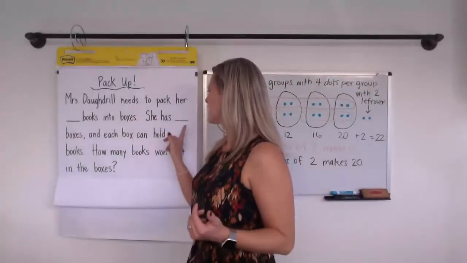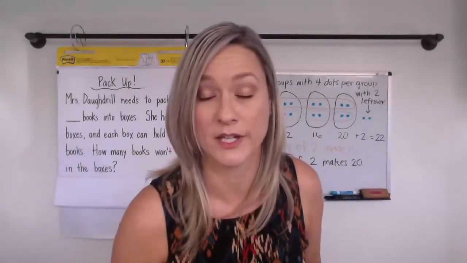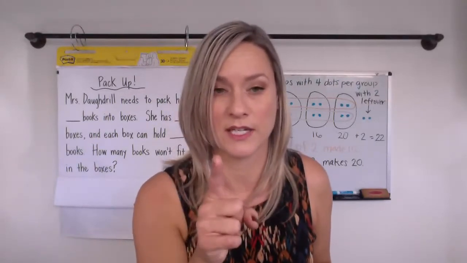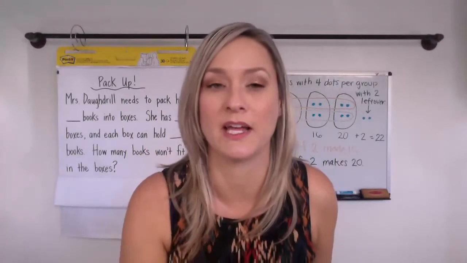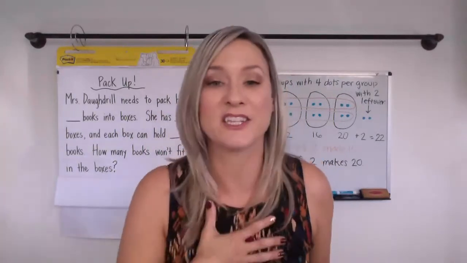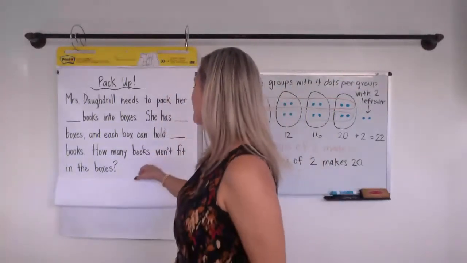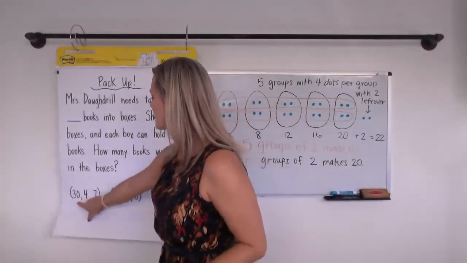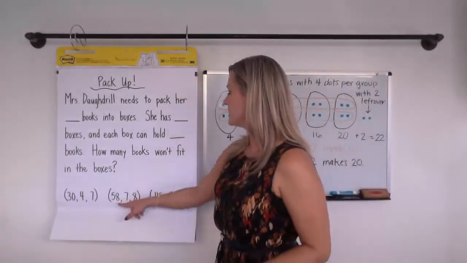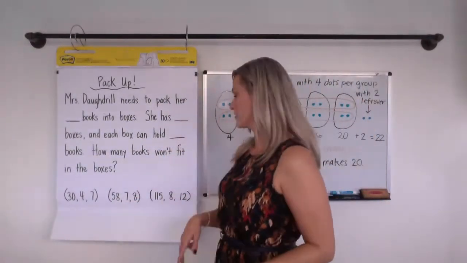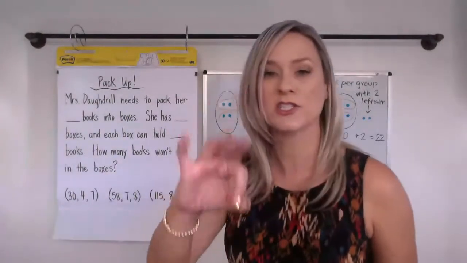Now, this has 3 lines in it, so I think we need to really take a look with a number set. Are you guys ready to hear yours? All right. Don't forget, you have to pick your just right number set. Not my just right number set, not the one I do in the story, but the one that feels good to you. Make sure you do that. Okay, here we go. 30, 4, and 7 is our first choice. 58, 7, and 8, second choice. And 115, 8, and 12, third choice.